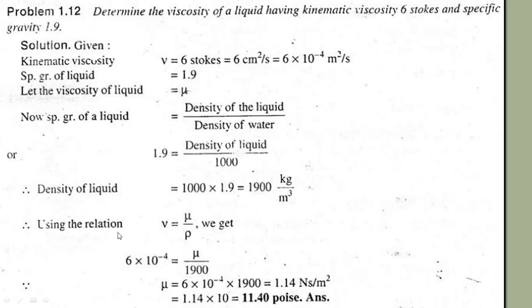Now using the equation v is equal to mu divided by rho, we get mu divided by rho. So here we'll put the value. Mu is the viscosity, rho is the density, and v is the kinematic viscosity.